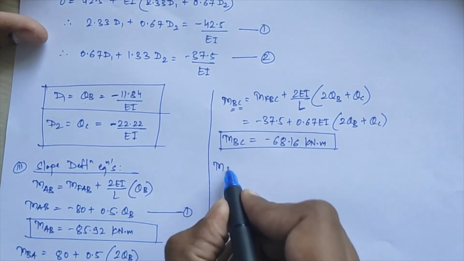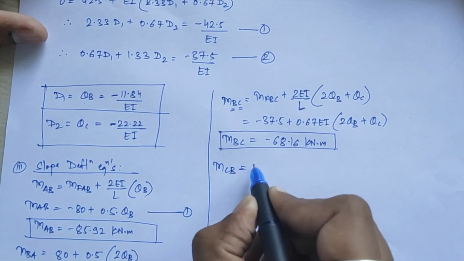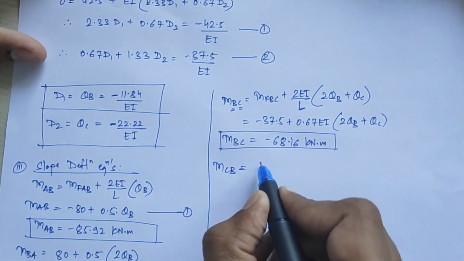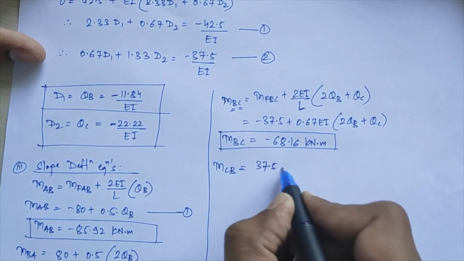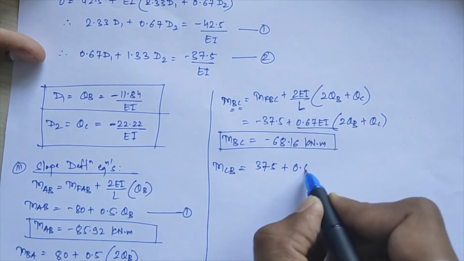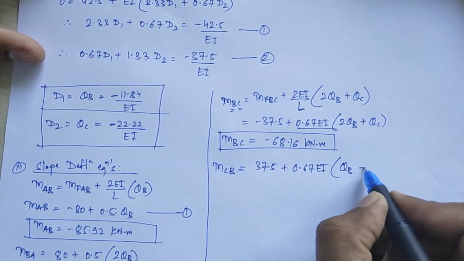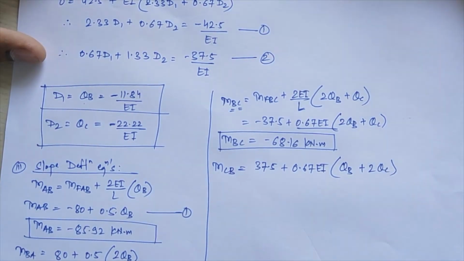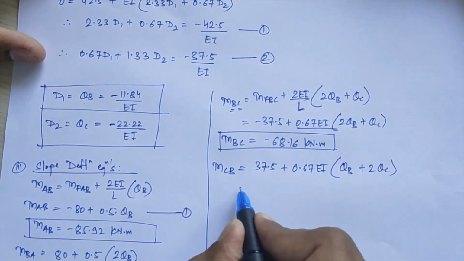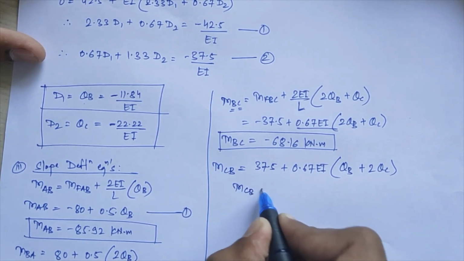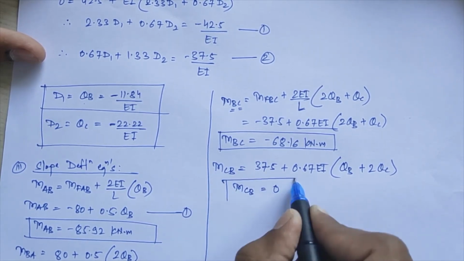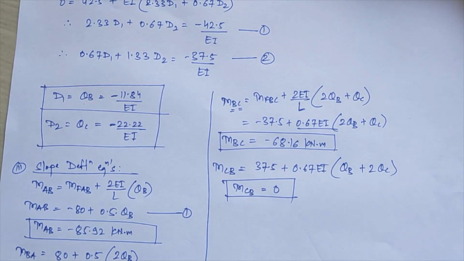And last, MCB, that will be your MFCB. It is 37.5 plus 2EI upon L, same, that is 0.67 of EI. Here near end and far end will be reversed, that is theta B plus 2 times theta C. So if I substitute theta B and theta C again, I have got MCB is equal to 0. MCB is equal to 0.